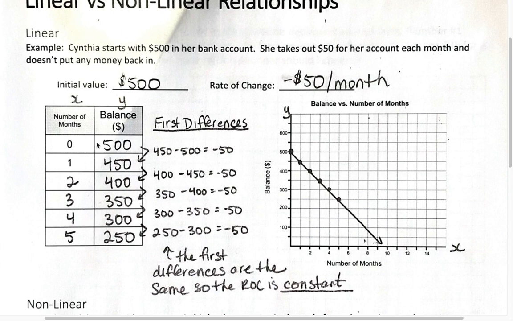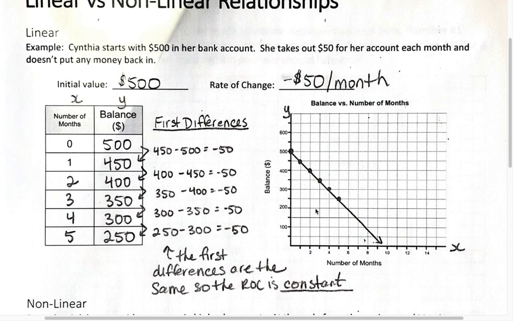And when I take these values and plot them, so I plotted the initial values 0 and 500, 1 and 450, 2 and 400, and so on, I can see that I've got a linear relationship. It looks like a line, so it's linear. So this is an example of a linear relationship. The first differences are the same, which we can tell from the table of values, and the graph looks like a line.